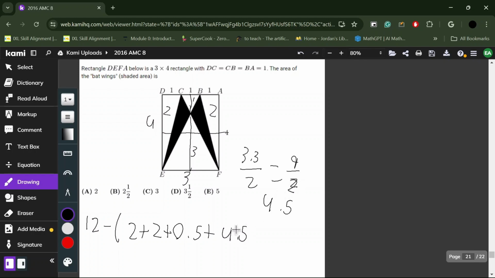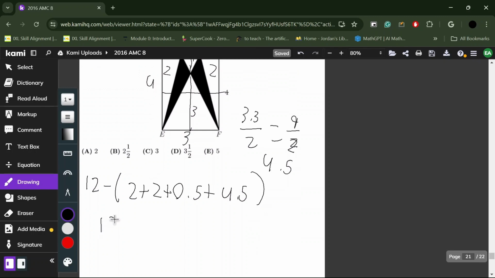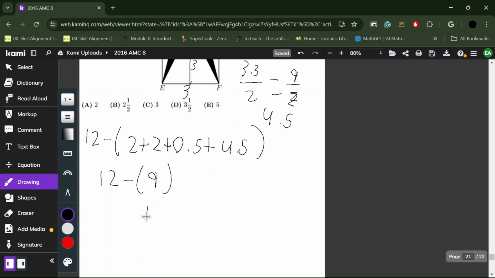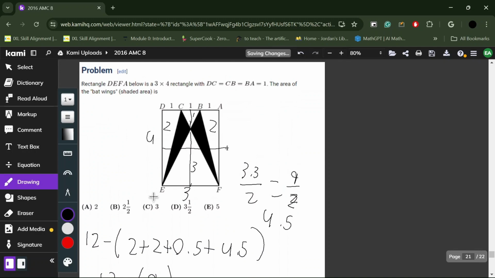That 2 looks like a Z. Anyway, when we solve this, we get 12 minus, this is 4.5 times 2, because 4.5 plus 4.5 is equal to 9. So we have 12 minus 9 is equal to 3. So therefore our answer is 3, which is letter C.